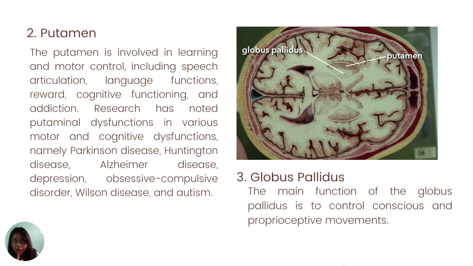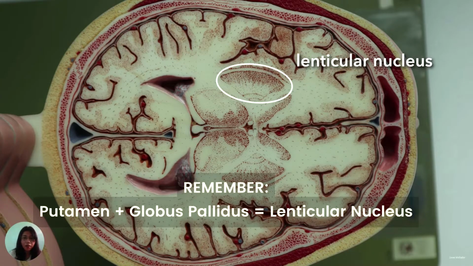Dystonia is a condition where the muscles lose their tone and have difficulties executing commands sent to them from the brain. So the muscles have difficulty moving. Okay, the putamen and globus pallidus, when combined, the circle you see there is called the lenticular nucleus.